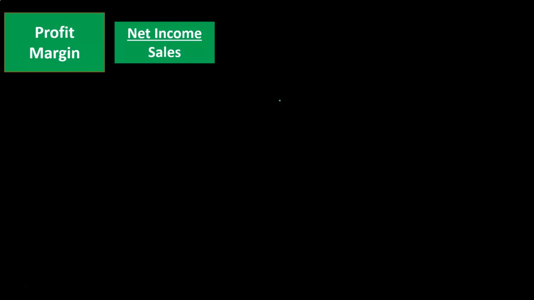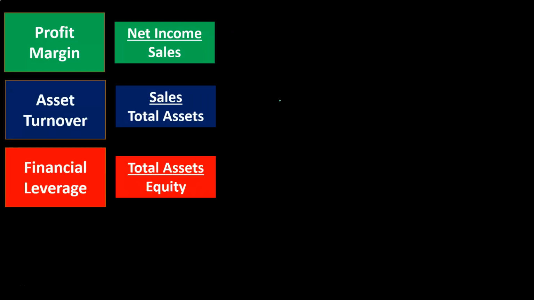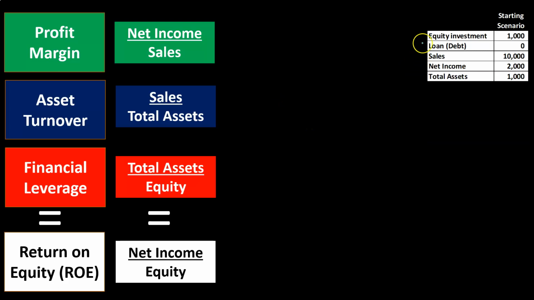It would look like this: profit margin times the asset turnover times the financial leverage ratio is going to then equal the return on equity. And now let's just put a scenario here. Let's say this is our information. We've got the equity investment is going to be 1,000. So the owner puts into the business. We're going to say they're starting a business. They put in 1,000 all themselves.